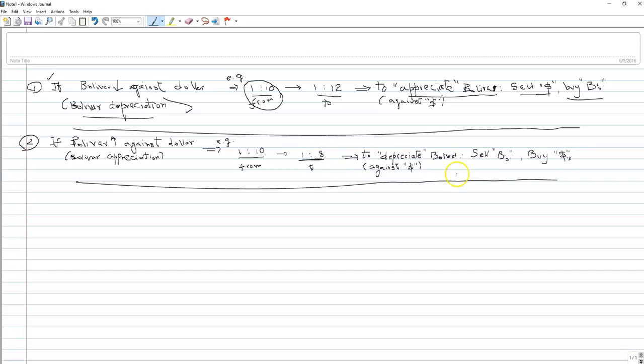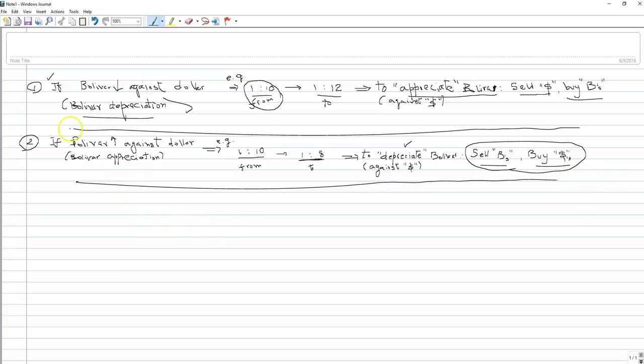But they want to depreciate the Bolivar. Well, they have to sell the Bolivars to make it cheaper and buy dollars at the same time with the Bolivars that they're selling. So that makes the dollar appreciate in value and the Bolivar depreciate in value. This is actually what the Chinese do. They want to keep their currency depreciated so that they can sell more products to us. In other words, to stimulate their own exports to the United States. So they sell Chinese currency and buy US dollars.